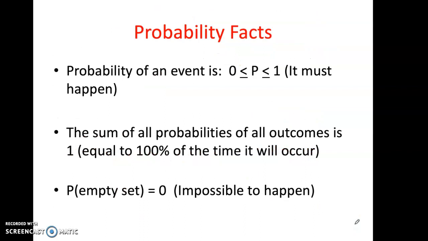So the probability of an event happening is going to be greater than or equal to 0 and less than or equal to 1. If it's 0, it's impossible. And if it's 1, it must happen.